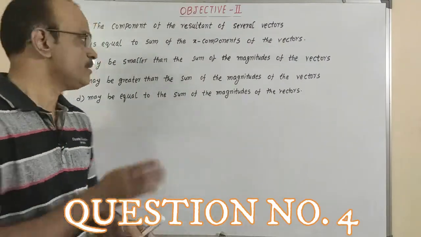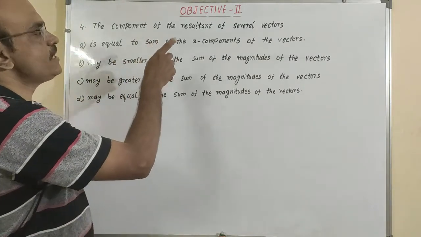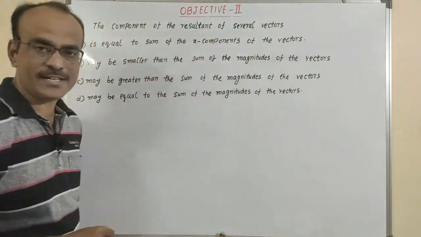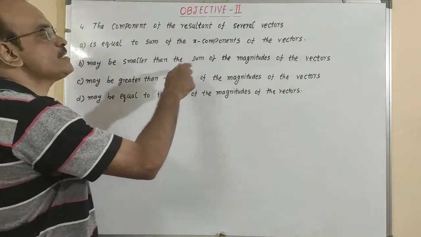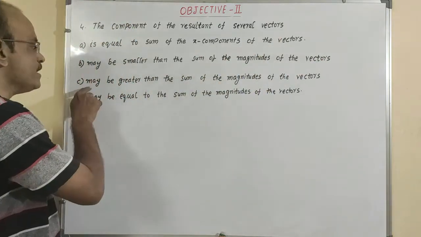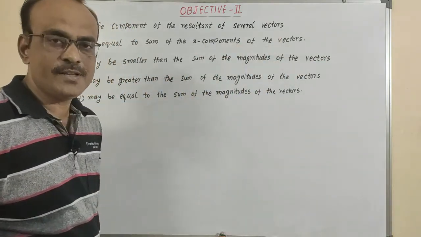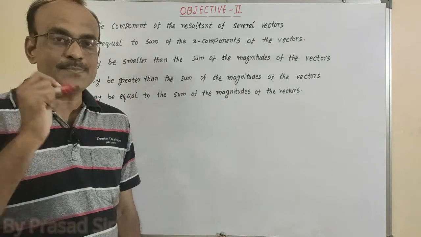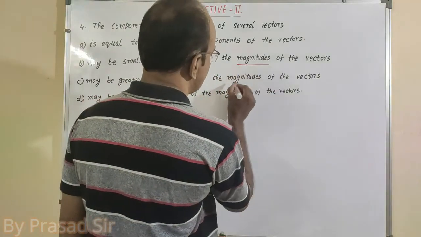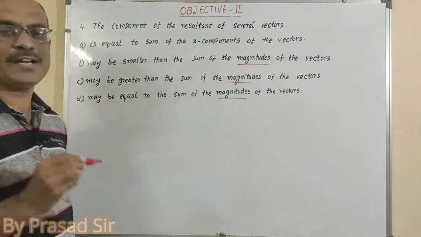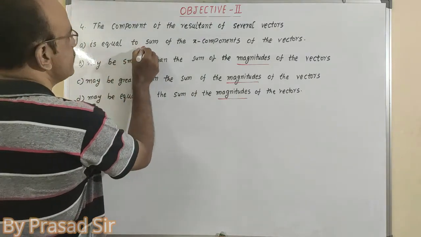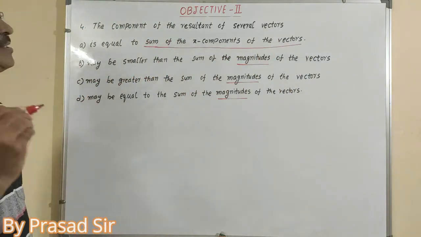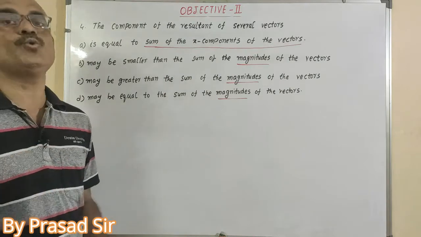Now question number 4. The component of the resultant of several vectors: A is equal to the sum of the x components of the vectors. B may be smaller than the sum of the magnitudes of the vectors. C may be greater than the sum of the magnitudes of the vectors. And D may be equal to the sum of the magnitudes of the vectors. So observe the options. In these three options, they gave magnitudes. In the first one, the sum of the x components of the vectors. Observe these differences.